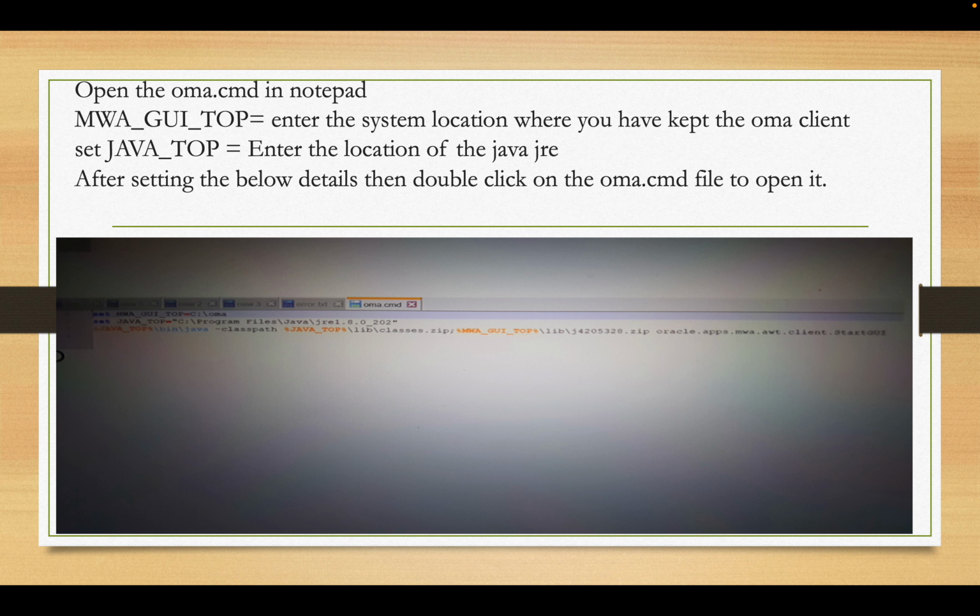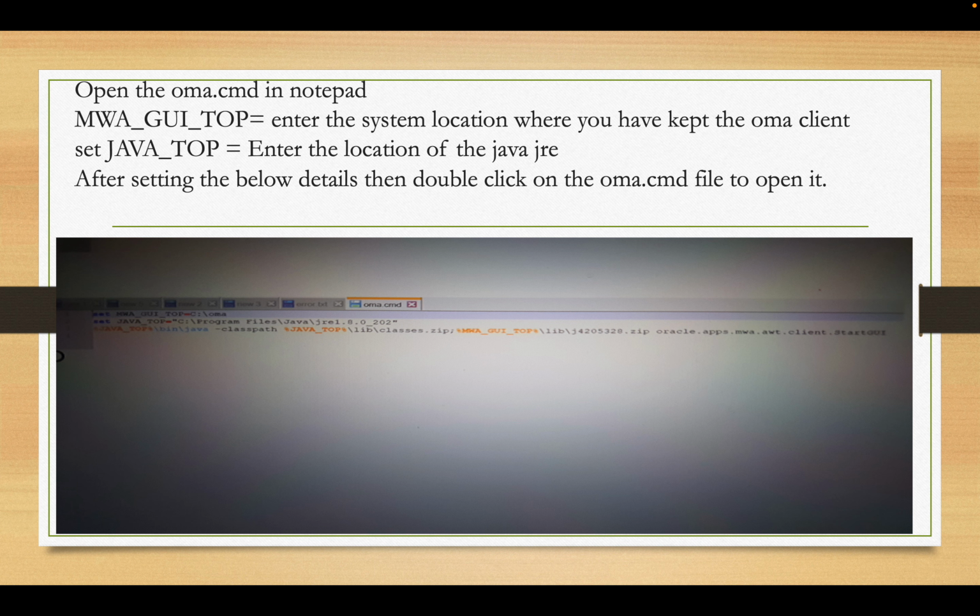Next step is to set the Java top. So in this field, you need to enter the value of your Java JRE location. I have kept it as C program files Java JRE path. After setting these values, you need to save this notepad.